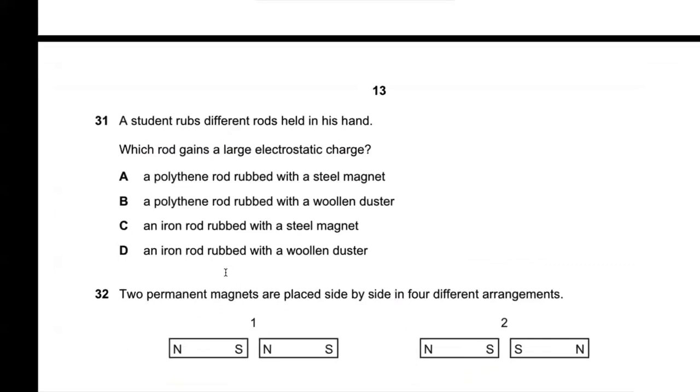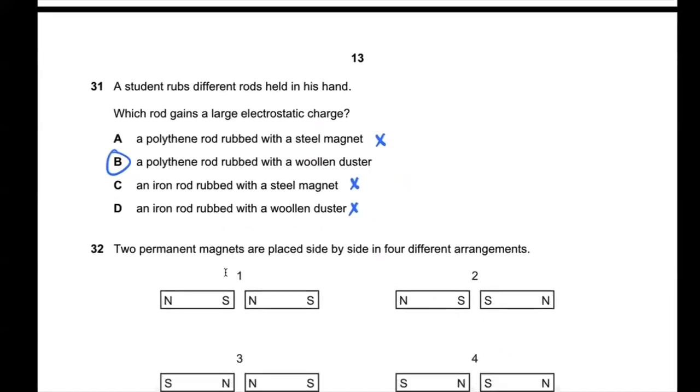31. A student rubs different rods held in his hand, which rod gains a large electrostatic charge? Again, magnetism, and rubbing it with a magnet would not really induce a charge. So a polythene rod rubbed with a woolen duster is what we're going for, right? Because both of these are insulators. And this is also not something which is really applicable here. So the examiner really tried to confuse you here by involving magnetism as well.